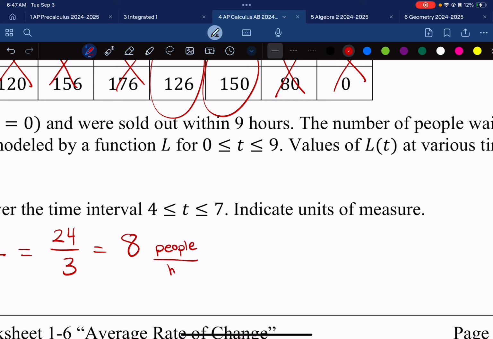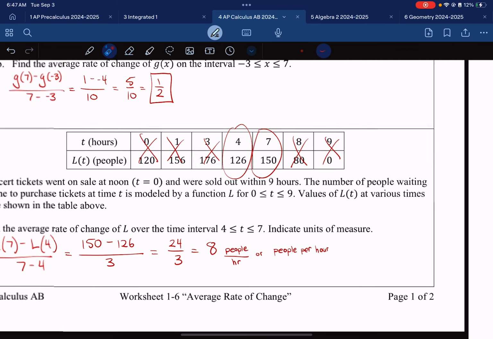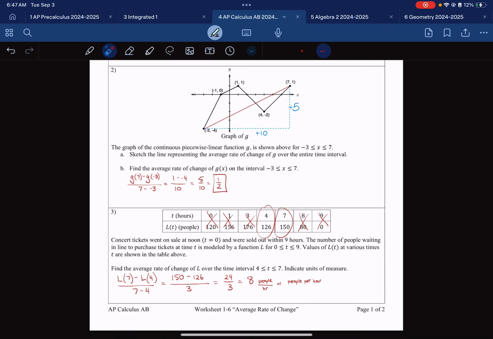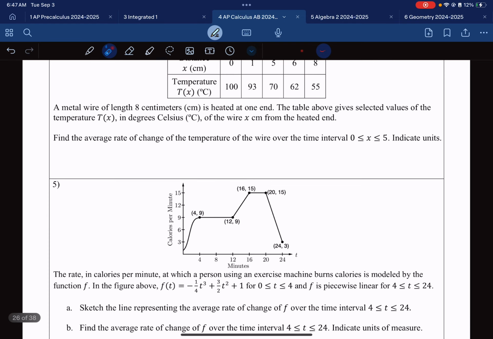People per hour. And if you want to, you can say this one, or you can say it's people per hour. I know some people like to write it this way. I just like fractions. That's my preferred way of writing it. It's whatever you like. Whatever floats your boat or sinks your sub, as they say, right?